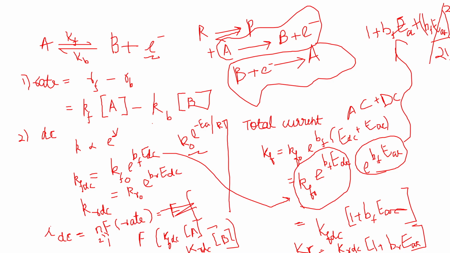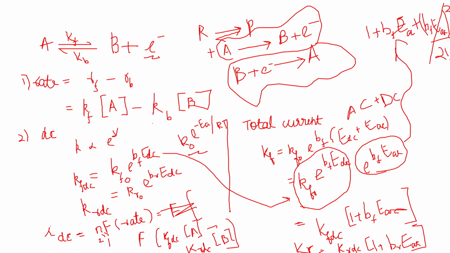KRDC is nothing but KR naught e raised to the power BR EDC. And when you write the DC current, it will be nothing but F into rate, N into F into rate, here N equal to 1, and rate will be nothing but you just have to substitute KFDC and KRDC in this equation to find out the IDC.